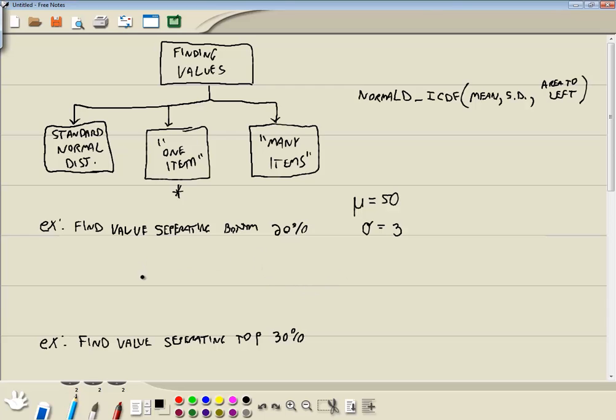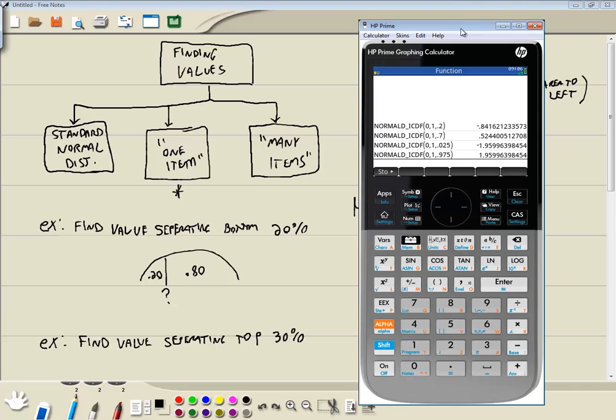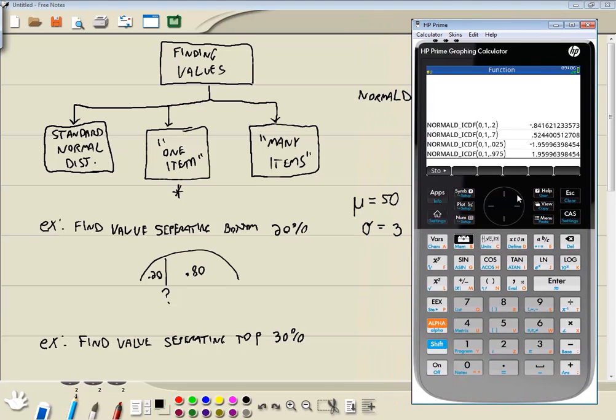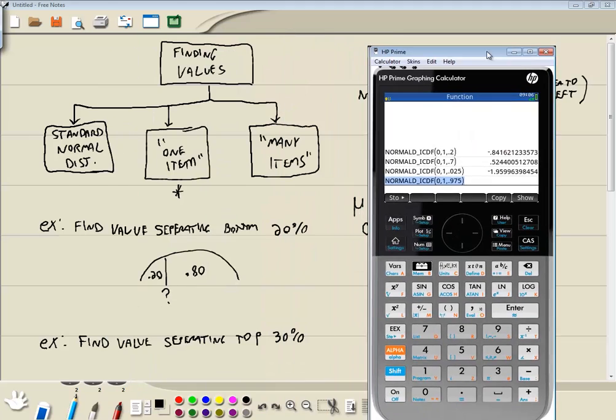Okay, so let's draw this picture. Value separating the bottom 20%. They're telling us the area to the left of this value is 20%, which means this must be 80%. We're trying to find this value right here. So we're ready to plug that in the calculator. Let me clear out those from the previous video. What is it? Normal D ICDF. Normal D ICDF. I guess I got it right.